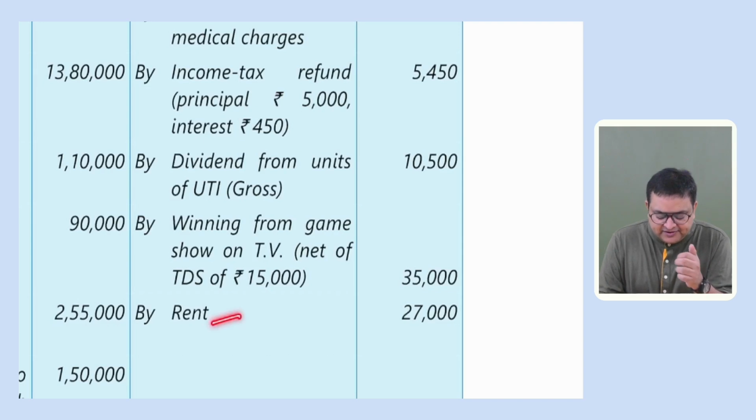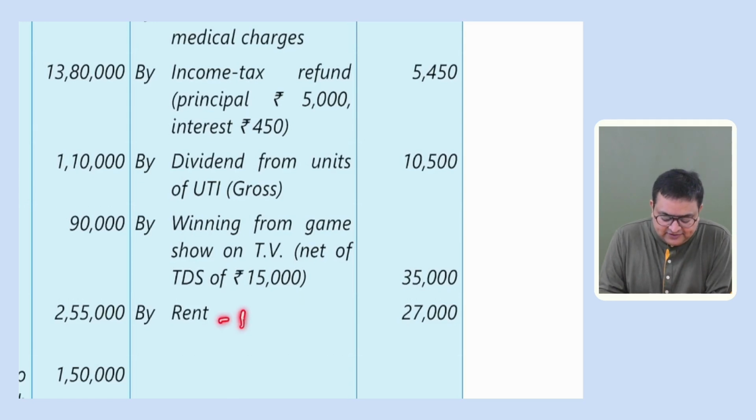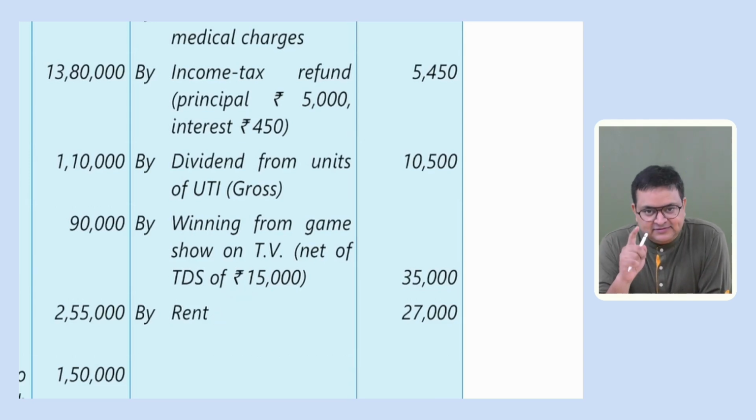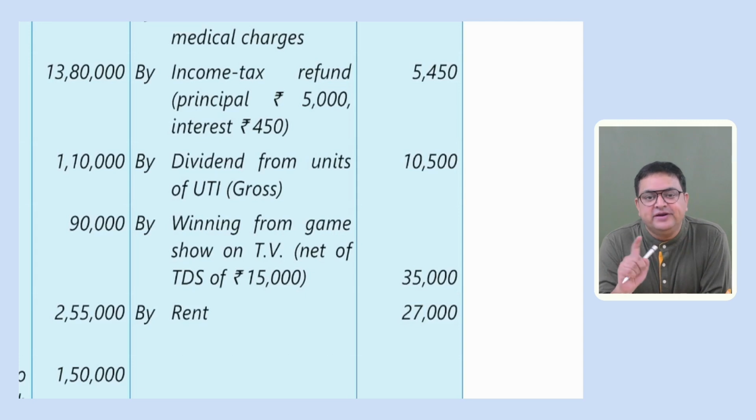If it is related to a building, then we have to compute our house property income. If it is for other assets, then it should go under IFOS, right? Then that we will see. But if this is a building, then it should go in house property. This is one of the mistakes which students generally commit. They say that house property income is 27,000. No, house property income is not 27,000. You have to compute the house property income.